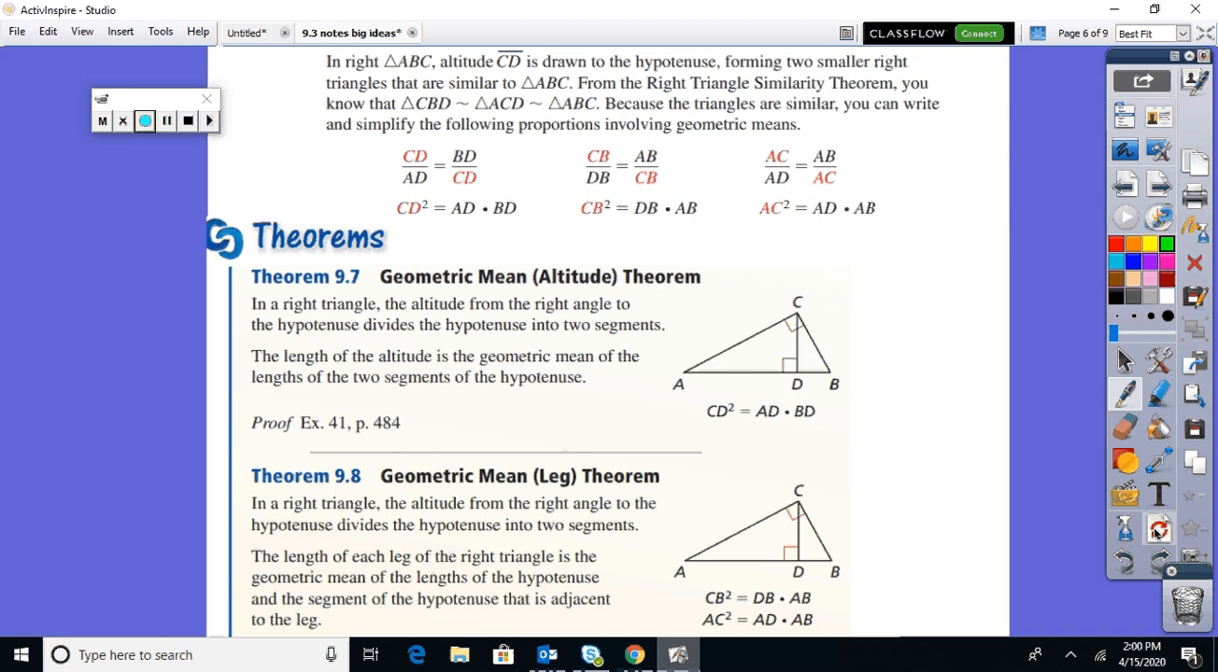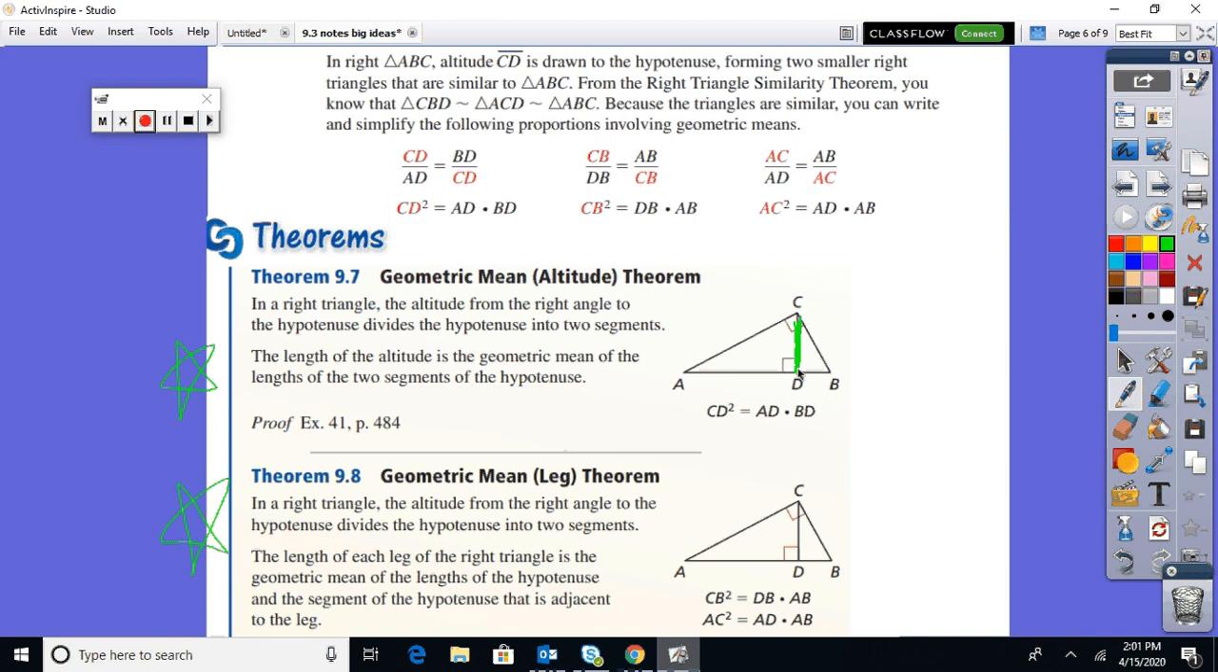Because the right triangles are similar, essentially what you're doing is setting up proportions for these. You're matching up small leg to small leg, big leg to big leg, hypotenuse to hypotenuse. But it's way simpler than trying to think through all that all the time. These two theorems here will help guide you in setting up equations to solve for things. Now, the first theorem tells you that the altitude can be a geometric mean. So in this case, it is CD.